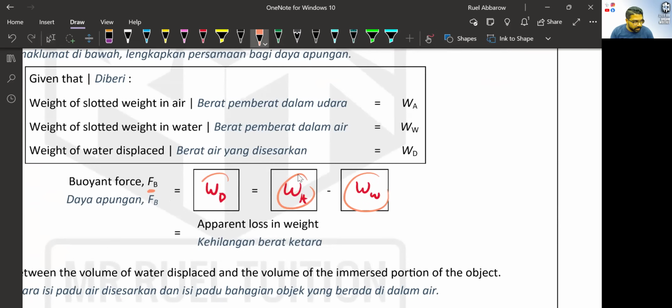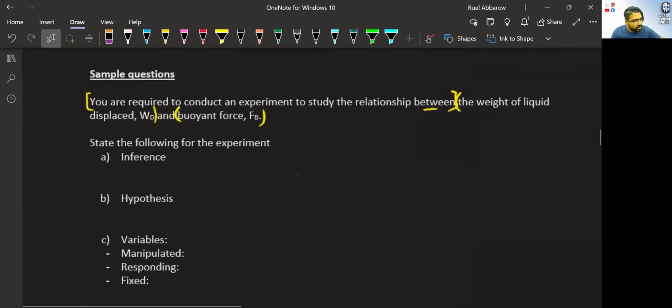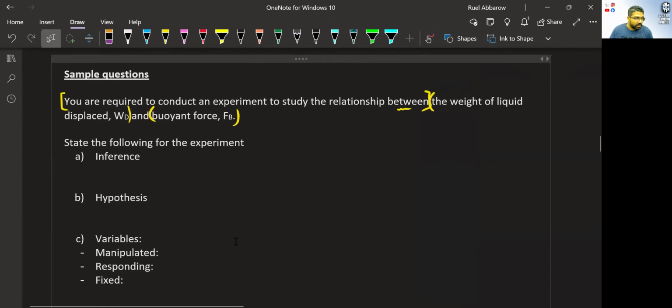And then the final reading that we will take is the weight of the water displaced, which is also calculated actually. We will take the mass and then times 10. So you get the weight of the liquid displaced, right? Okay, so we're going to take 3 different readings.